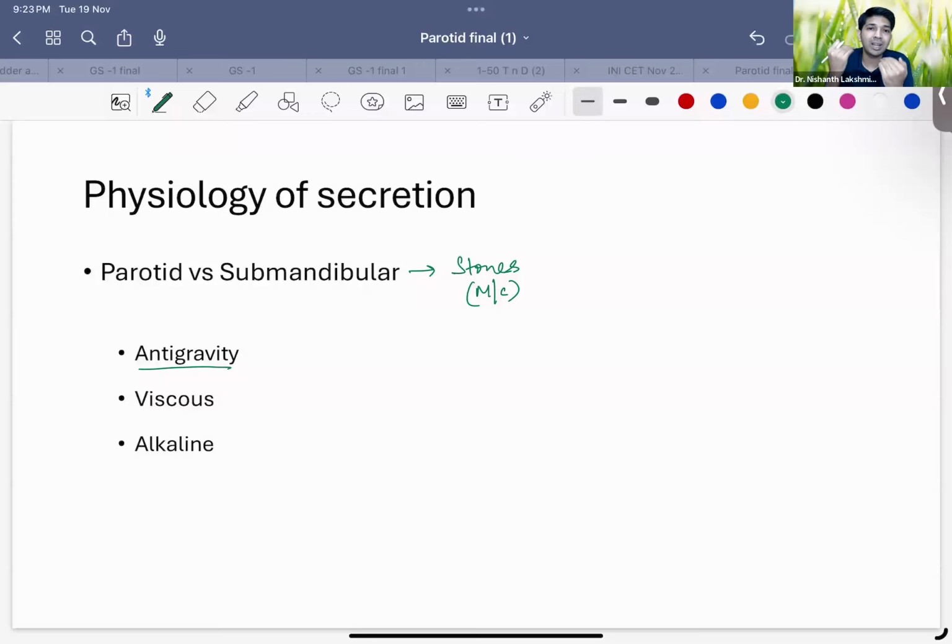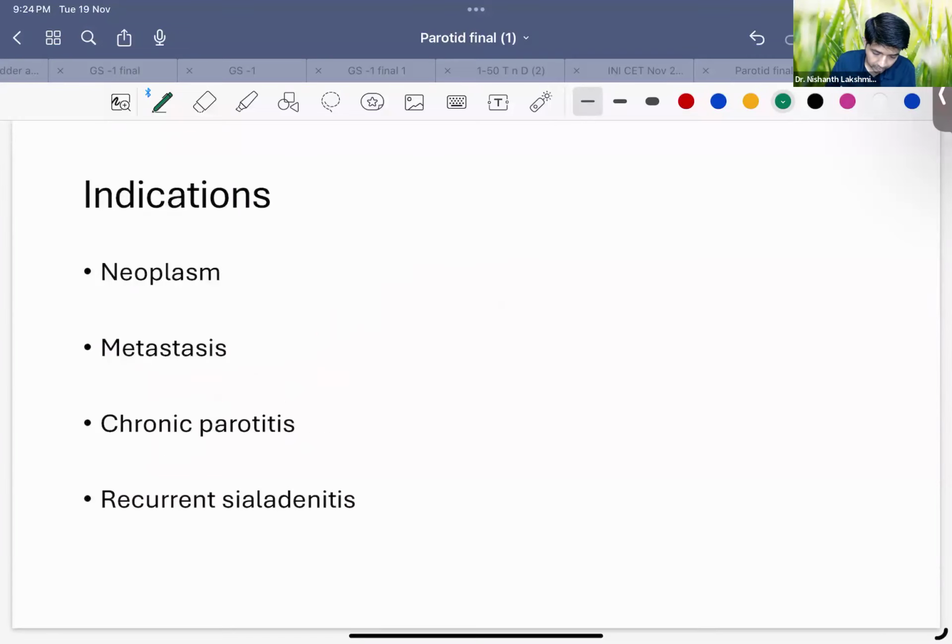So what will happen? The tendency of the saliva to retain, or residual saliva being left back in the gland, is slightly higher as compared to parotid, which has to come downwards. So here it can trickle down easily, but here it has to be pumped out. So the chance of residual saliva is more in the submandibular gland. The submandibular gland secretion is more viscous, and it's more alkaline in nature. So all these 3 points are responsible for a higher incidence of sialolithiasis in the submandibular gland and a lesser incidence in the parotid gland.